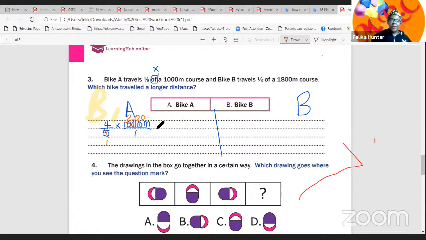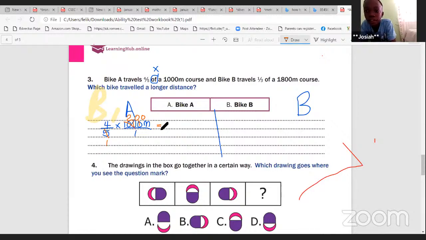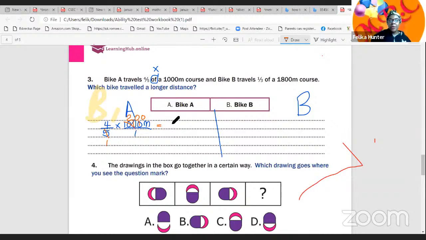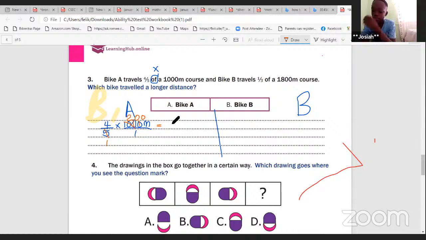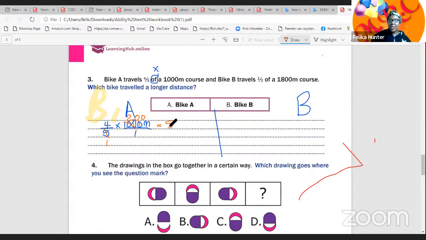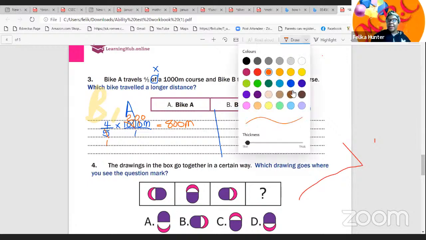What do I do next? Miss, you multiply 200 by 4. And that gives 800. 800 what? I'm talking about distance now. What is the distance in meters? 800 meters. Good job. Well done. All right, so go to the next one now.